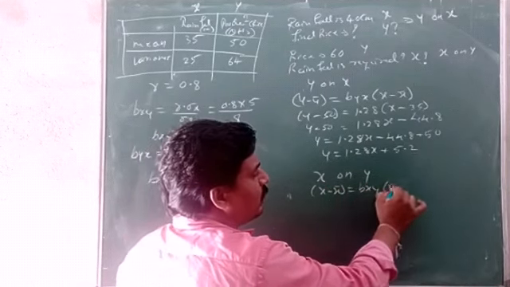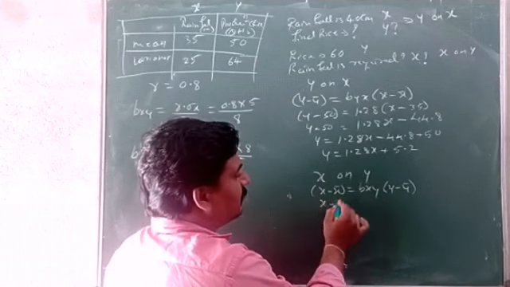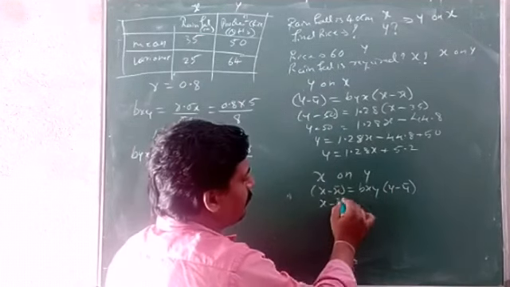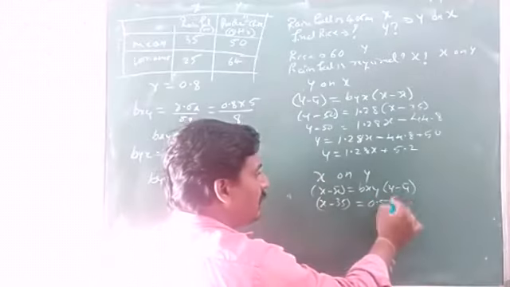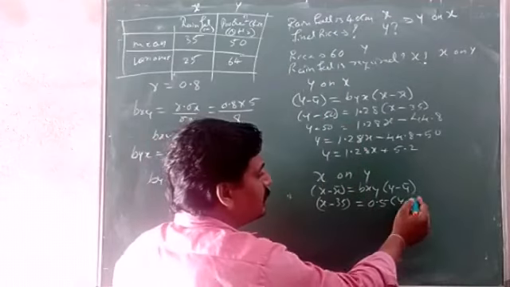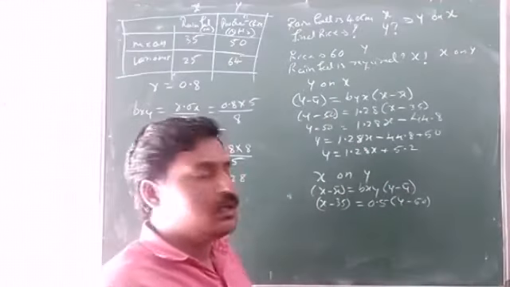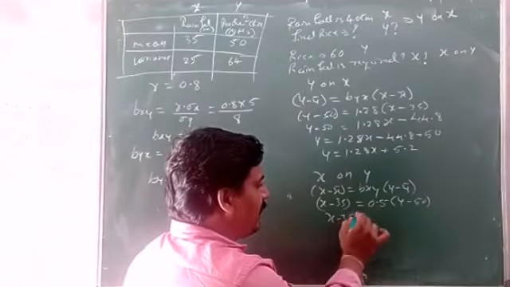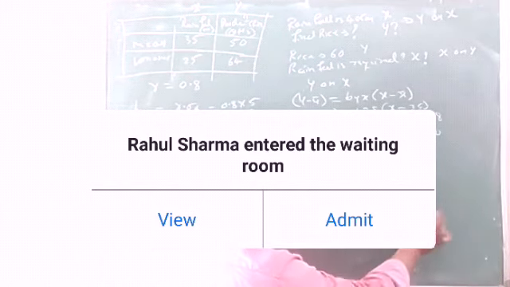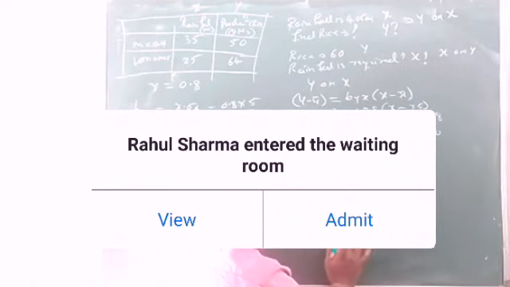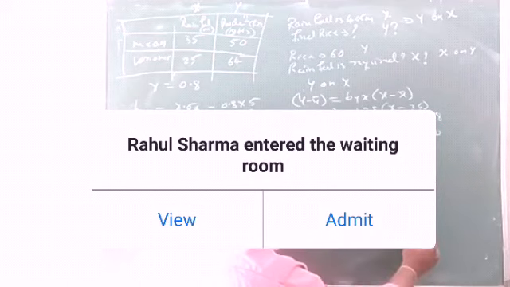Now the second regression equation, x on y, that is x minus x bar is equal to bxy into bracket y minus y bar. So x minus x bar, x bar is 35, is equal to bxy, bxy is 0.5, into bracket y minus y bar. Y bar is 50. So x minus 35 is equal to 0.5y minus 0.5 into 50, which is 25. So send 35 that side, 0.5y minus 25, so minus 35 becomes plus 35.